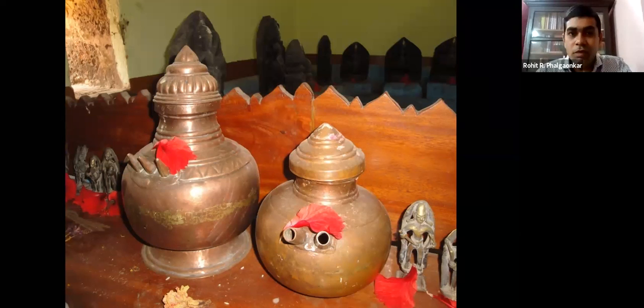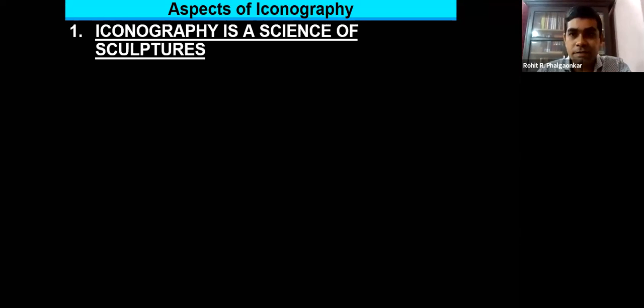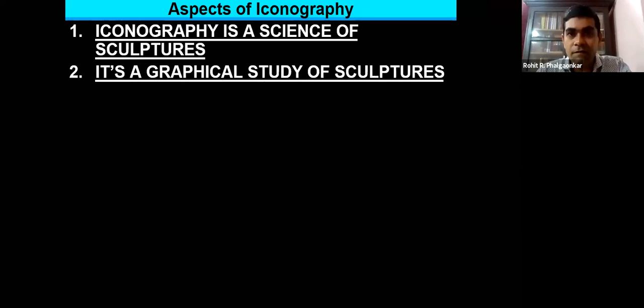Moving on to the aspects of iconography. I would just like to clarify once again that iconography is a science of sculptures. It is a graphical study of sculptures. Why do I say graphical? It is because when you have a sculpture to be made, the sculptor during the ancient times would have to stick to a set of rules. And why these rules had to be adhered to is because the sculpture had to be proportionate. You could not have a disproportionate sculpture.